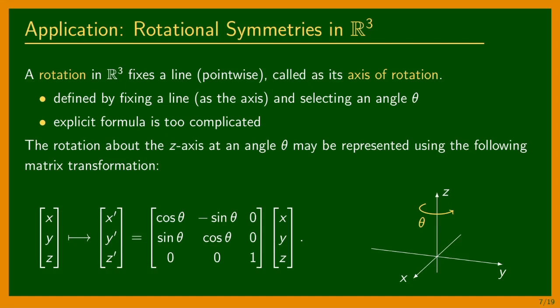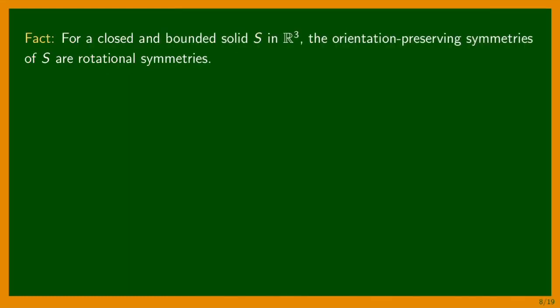Kaya instead, we will define rotations by specifying a line and an angle instead. Huwag na nating pakita yung explicit na formula kung paano kinakalkula yung mga coordinates. Okay? Anyway, this is not a geometry subject. Parang ano lang ito. Application ng abstract algebra sa geometry. For a closed and bounded solid S in R3, the orientation-preserving symmetries of S are rotational symmetries. When you say symmetry, again, it fixes the solid S in its place.